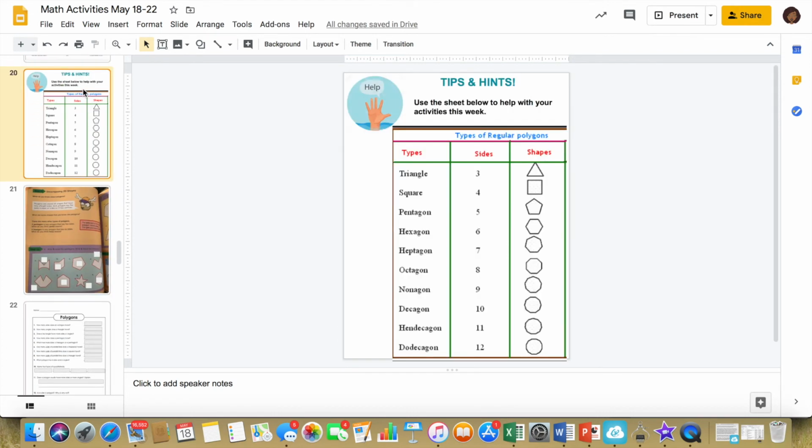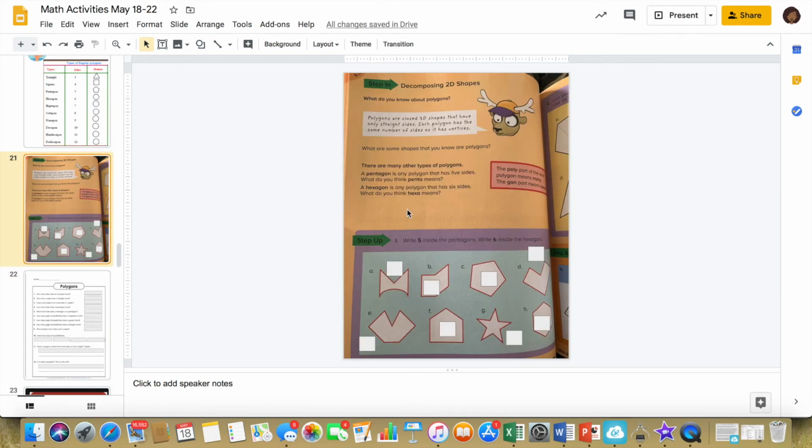If we look at this one, it's going to be the same tips and hints as your Monday. This one is talking about polygons now. Quadrilaterals have 4 sides. Polygons have 5 sides. So let's read what it says. What do you know about polygons? Polygons are closed 2D shapes that have only straight sides. Each polygon has the same number of sides and vertices.